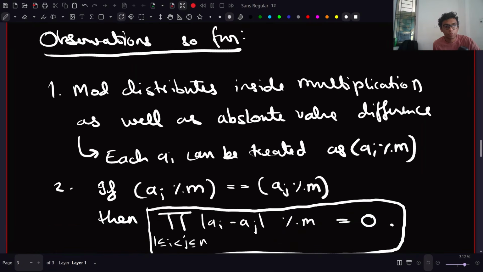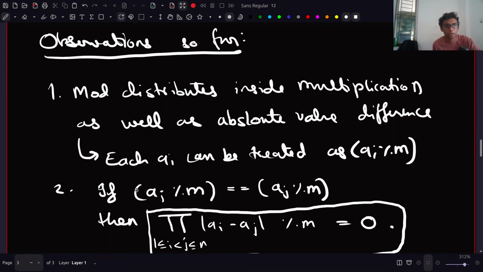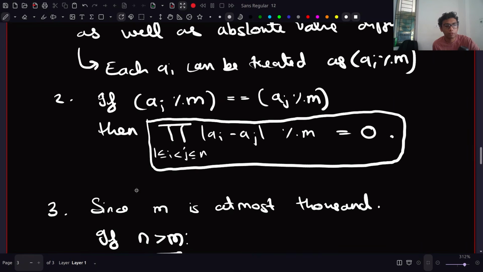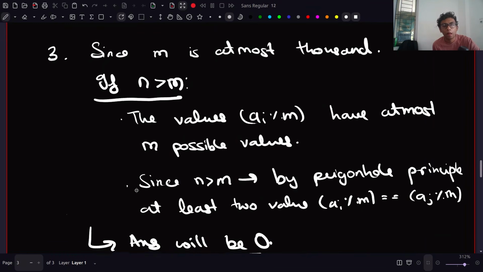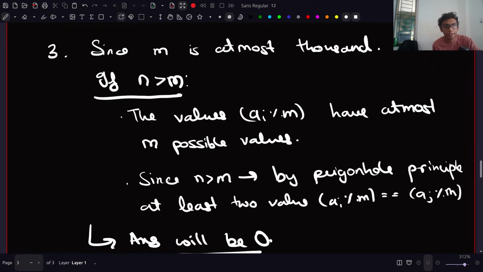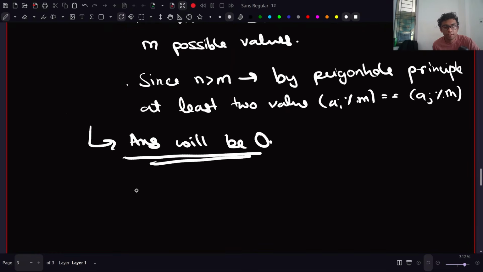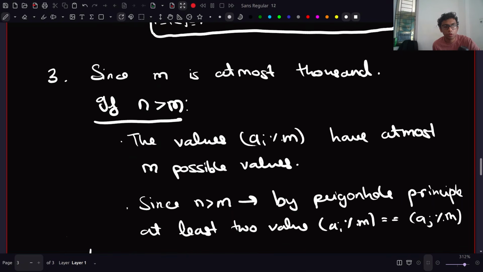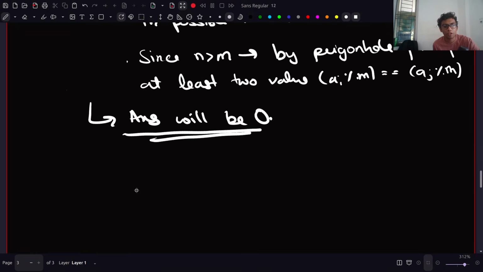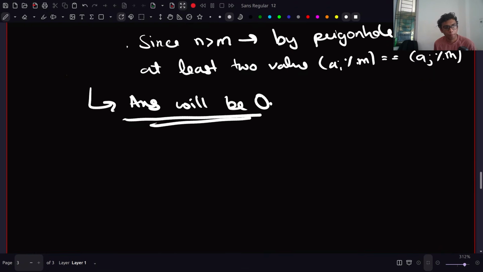So the first thing we observed was that mod distributes inside multiplication. The second thing we observed was that if two values are the same with respect to the mod, the answer is 0. Now we are noticing that n greater than m means the answer will be 0. Also we need to keep in mind that m is at most 1000. So basically we can do the following solution.